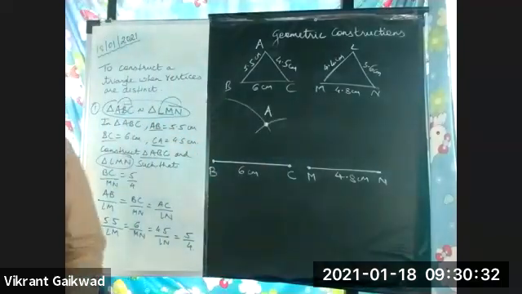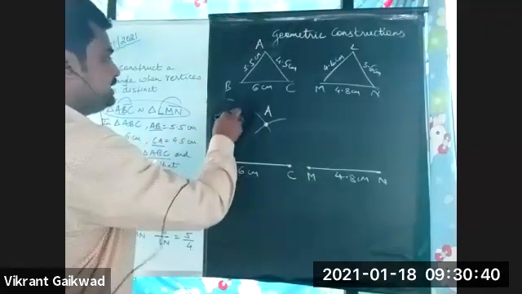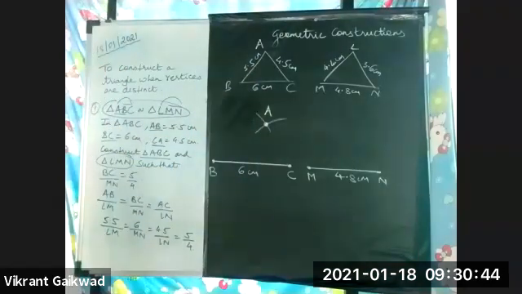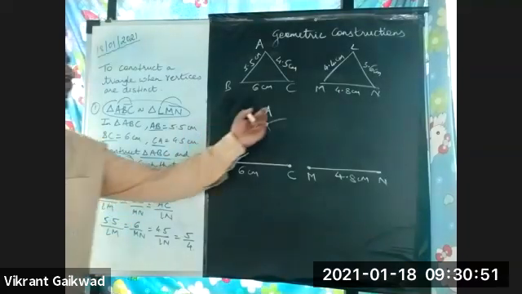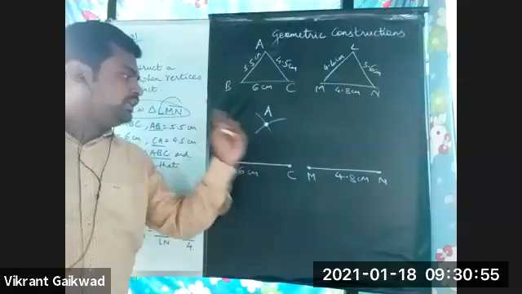Always remember in construction, the first arc which you're going to draw, draw it a bit big so that you can easily get the point of intersection. At the end, you can erase this in this way to make the arcs look beautiful. Is this clear to all the students? You have got point A in triangle ABC. You can join AB, you can join AC to get the triangle.